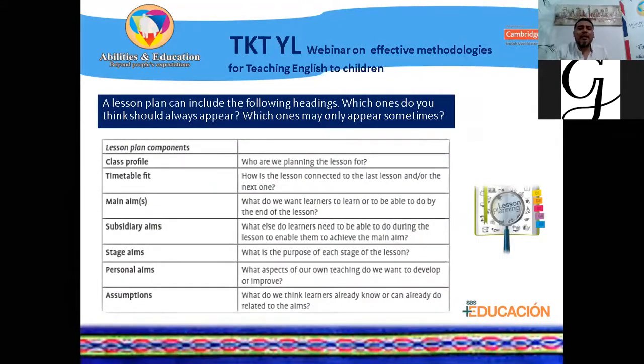A lesson plan can include the following headings. You said that planning a lesson is very, very important. You all said this at the beginning of today's presentation. And then you said that some of you have to plan your lessons every day. Some of you are planning weekly, some others are planning monthly. Are you familiar with these headings? Class profile, timetable fit, main aim, subsidiary aim, personal aim, assumptions.